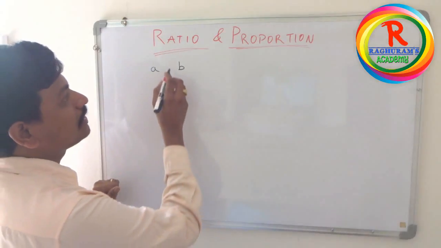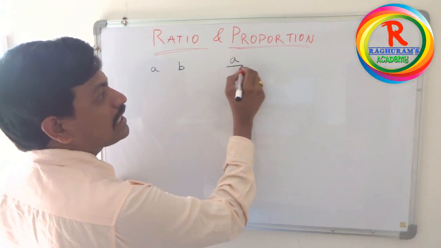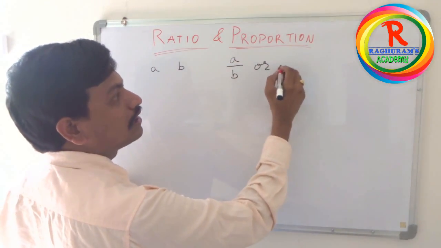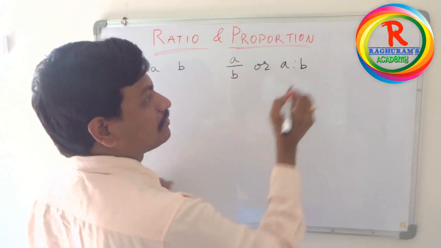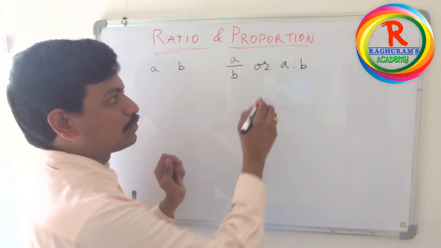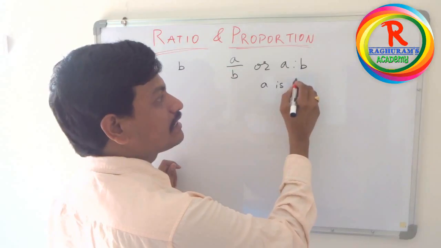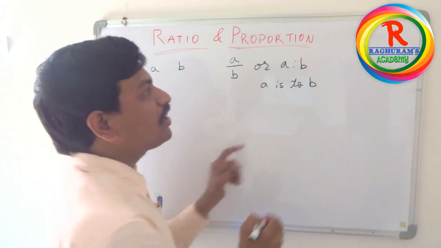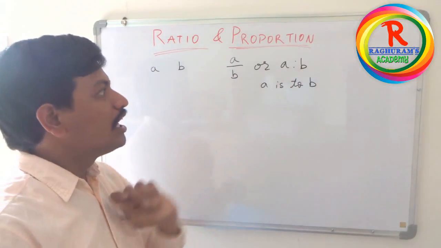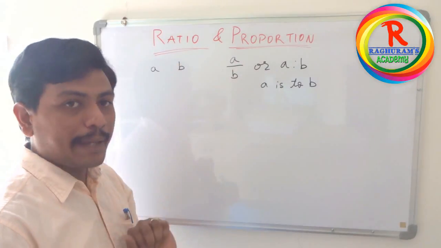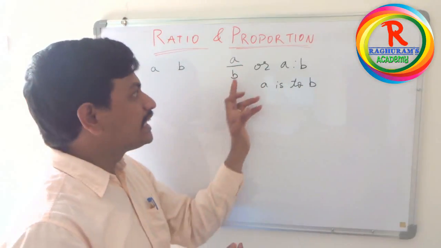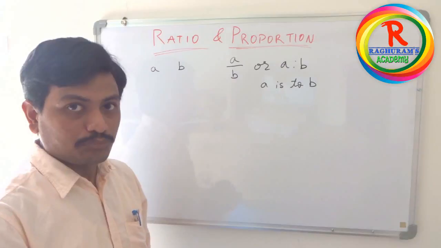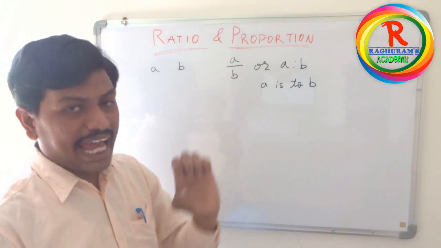Generally, ratios are written as A by B or A is to B. We call this A is to B. We can also write A by B, which is nothing but division. So these are not actual quantities.